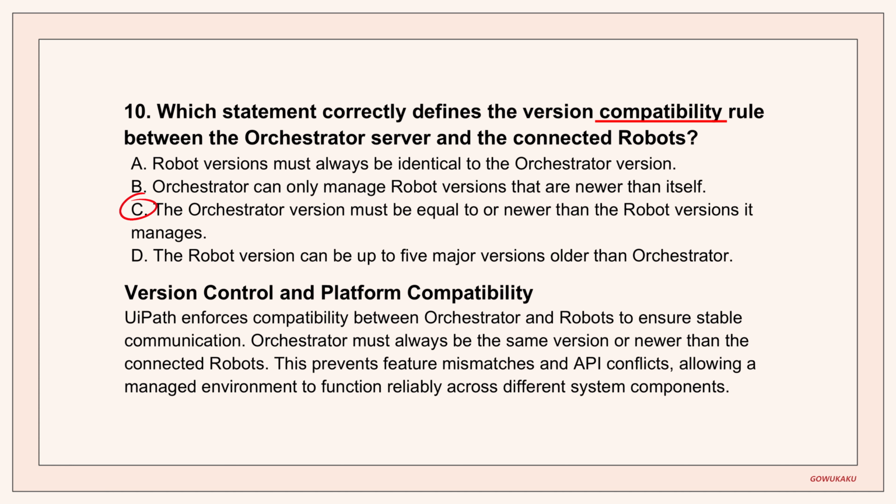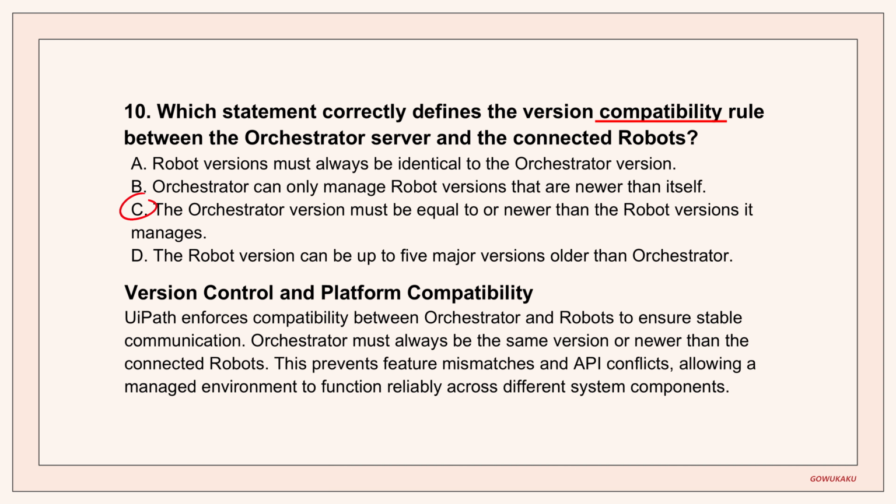Because the orchestrator server is the one that defines the rules of engagement, the API contract, if you will. That shiny new robot might be trying to use an instruction or call an API endpoint that was only introduced in the very latest orchestrator version. If the older orchestrator server simply doesn't have that endpoint or doesn't understand that new feature the robot is asking about, the communication just fails instantly.